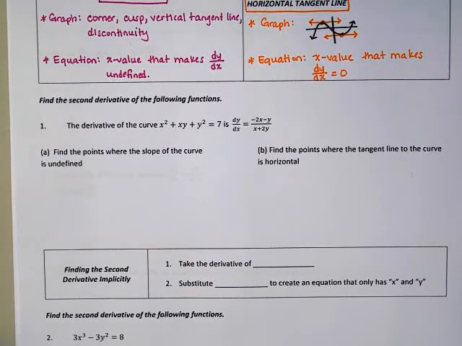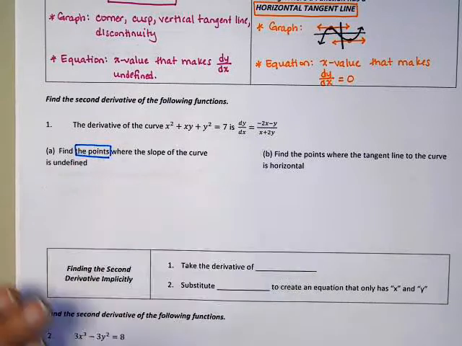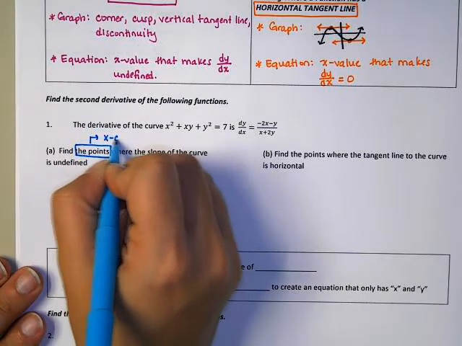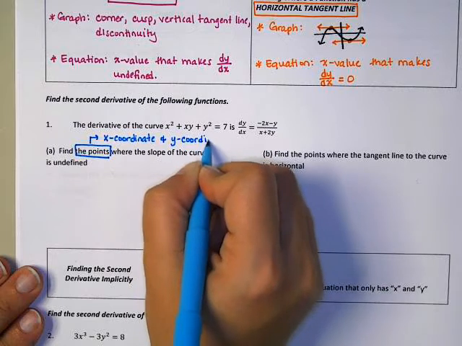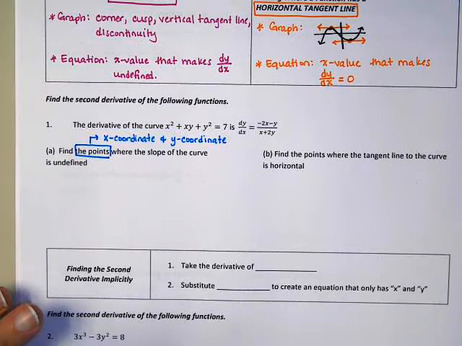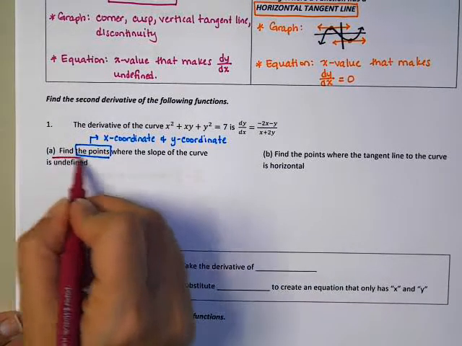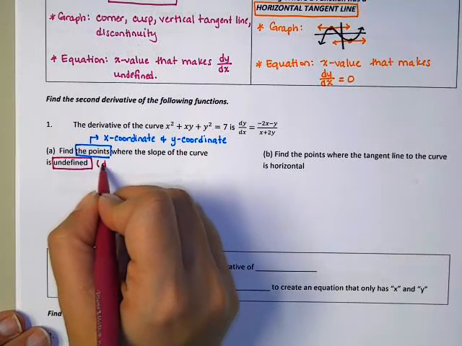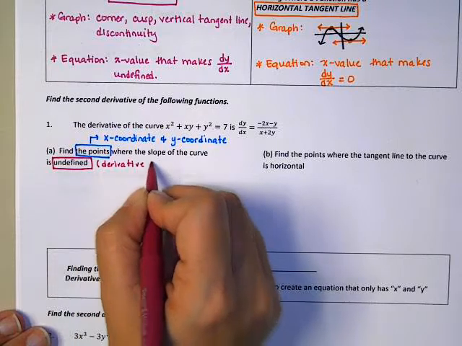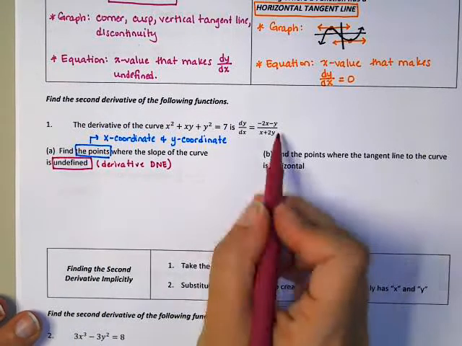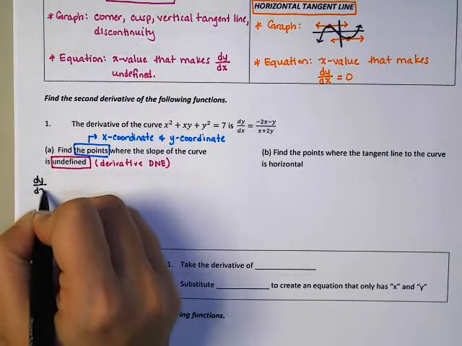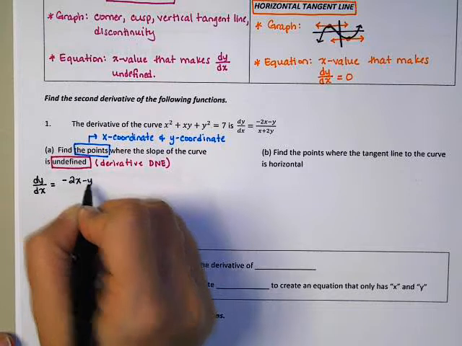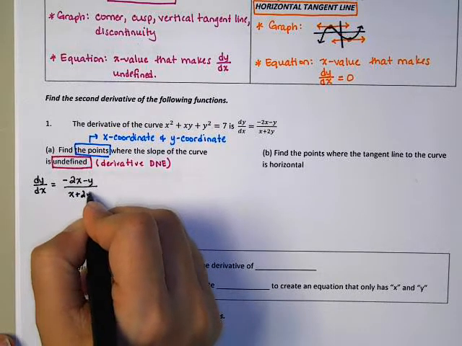Now, we need to make sure we really understand this question. The first thing is, it asks me to find the points where the slope of the curve is undefined. We need to remember that a point always has an x coordinate and a y coordinate. The second thing we really need to pick out of these instructions is that the slope of the curve should be undefined. Undefined means that the derivative does not exist. So if we go to our derivative equation here, we're going to want to find the place where dy over dx, which is equal to negative 2x minus y over x plus 2y, does not exist.